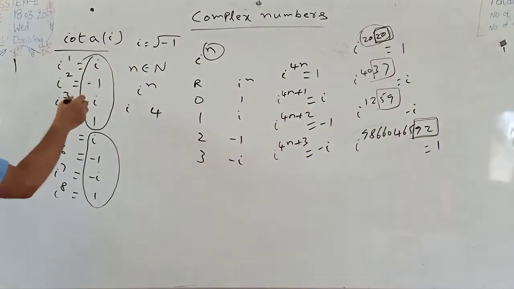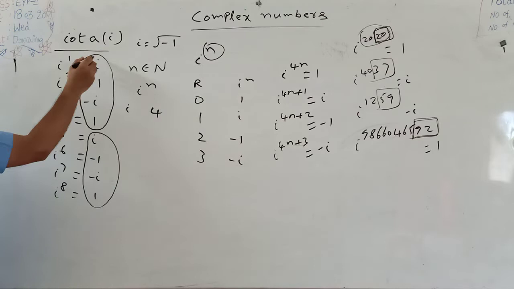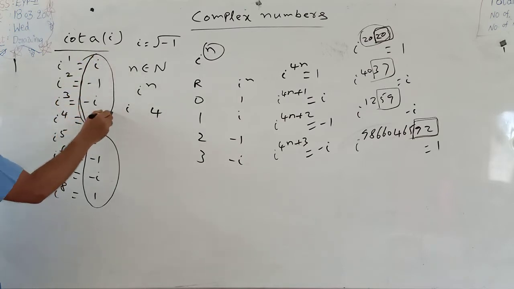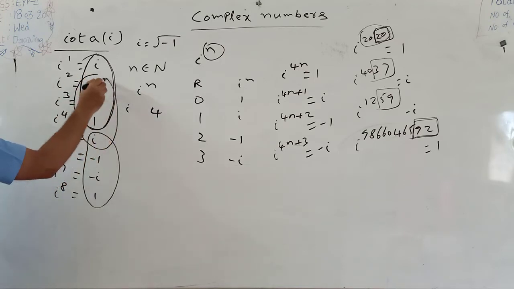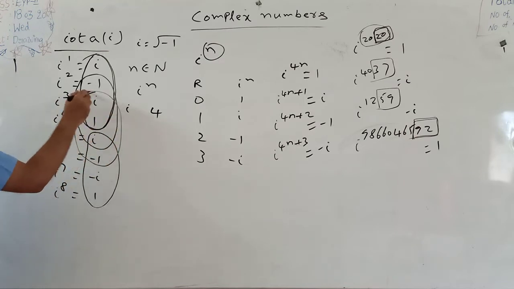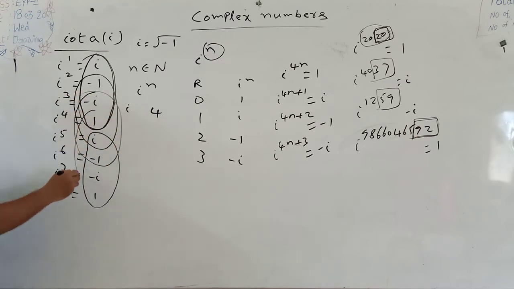See these 4 values by observing. Sum of the first 4 values is 0. Similarly, sum of the next 4 values is 0. Sum of the next 4 values 0. Sum of the next 4 values 0. Sum of the last 4 values is also 0.